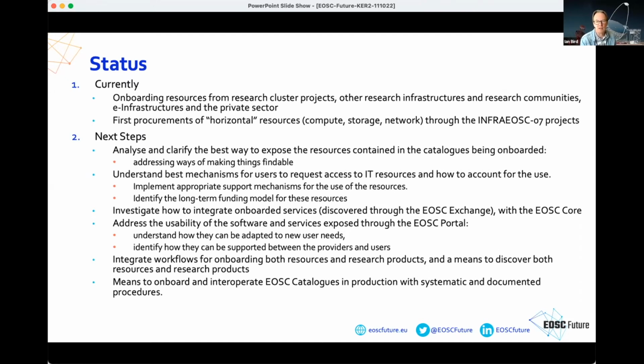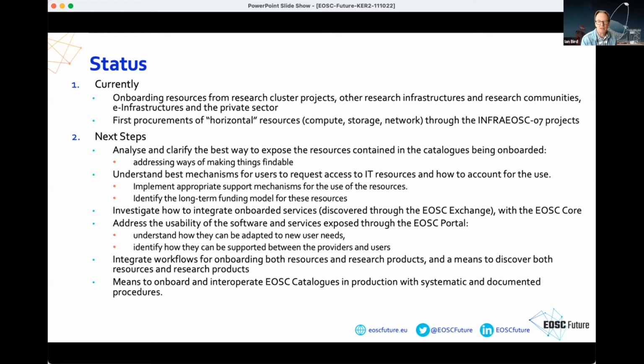And we are in the middle of the first procurements of horizontal resources through the EOSC 07 projects. I think there are a number of things which have to be clarified in the way this would run, so there's a number of next steps. We have to understand the best way to expose the resources which are contained in the catalogs which are being onboarded. We have to really think about how to make things properly findable.